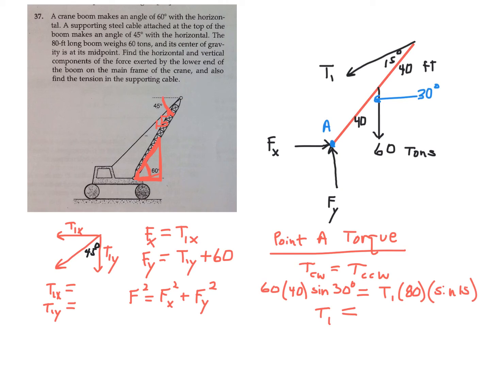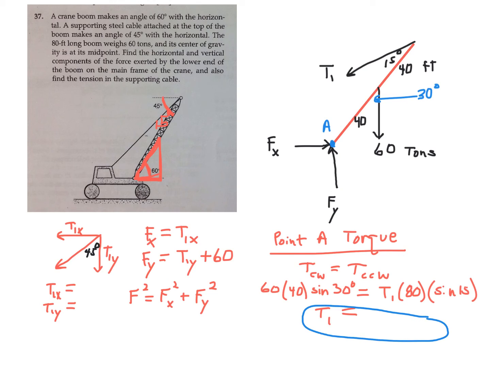And then the counterclockwise producing torque is this force right here. It's going to try to make the whole thing rotate this way. It's at a weird angle there, but that'll factor in when you use sine of 15. It's that force, T1, times its distance from point A, 80 feet, times the sine of 15 degrees, the angle it makes with the boom, not with the horizontal, not 45 degrees. So that'll give you T1. T1 will be some number that's known.